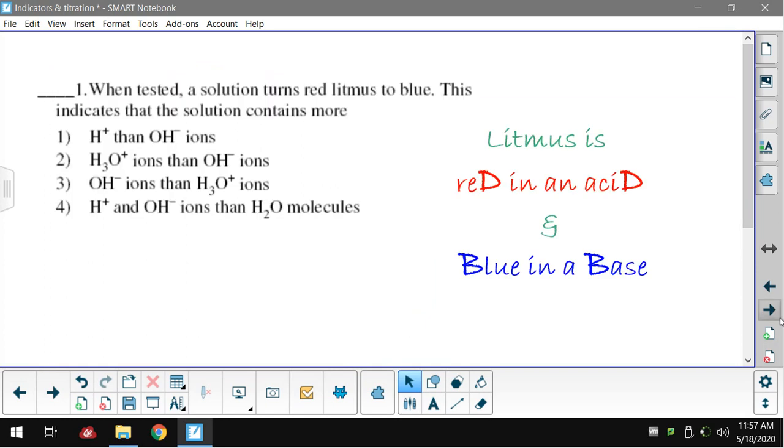First is question 1. When tested, a solution turns red litmus blue. Well, litmus is red in an acid and blue in a base. I've highlighted the D's in the end of acid and red, and I've highlighted the B's in the front of blue and base. So litmus is red in an acid, blue in a base. So if it's turning red litmus blue, that means it must be a base. And if it's a base, that must mean that we have more hydroxide ions than hydronium ions. So the answer there is number 3.